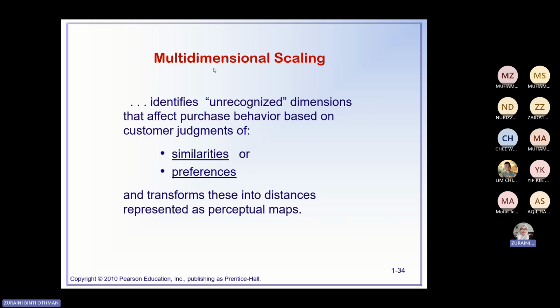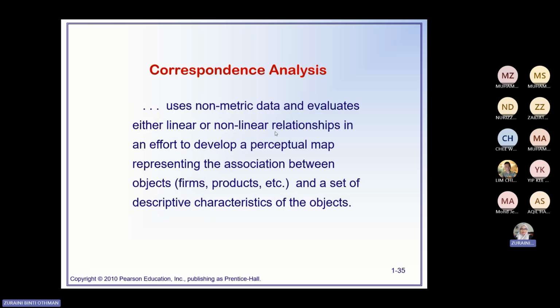And next is multidimensional scaling to identify unrecognized dimension that affect purchase behavior based on customer judgment of similarities or preference. Okay, and transform this into distance represented as perceptual map. Okay, this is what we call as multidimensional scaling.